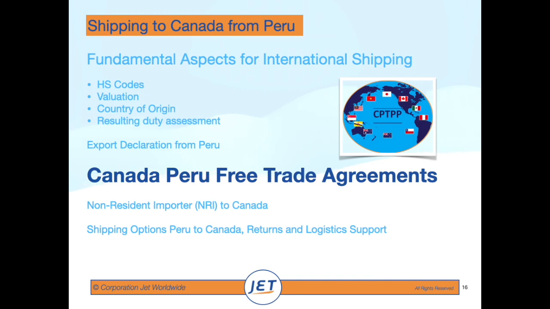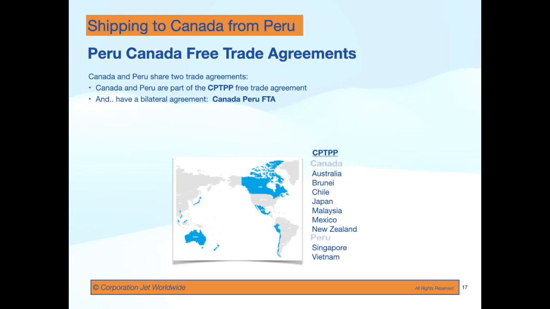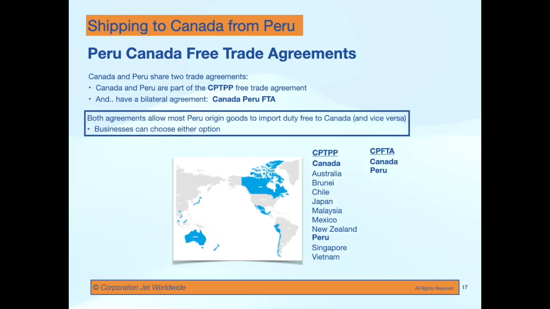Canada-Peru Free Trade Agreements. Canada and Peru benefit from 2 free trade agreements, or FTAs. Both countries are part of the Comprehensive and Progressive Trans-Pacific Partnership Free Trade Agreement, or CPTPP. In addition, they share a bilateral agreement, the Canada-Peru Free Trade Agreement. Both agreements facilitate trade in both goods and services. The key advantage for merchandise or goods is duty-free access for Peru origin goods to Canada, and vice versa. Both agreements remain in force and coexist. Importers can utilize the one agreement that best fits their needs.